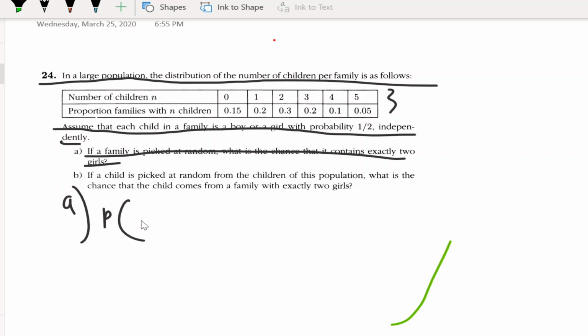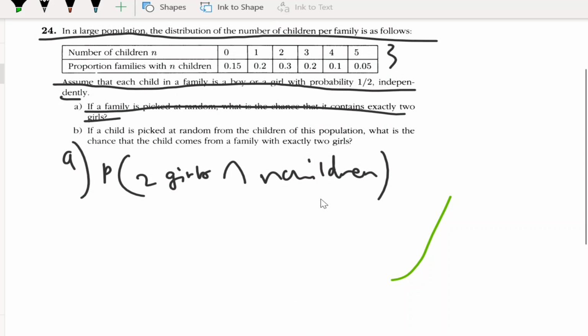basically we're trying to find the probability that we have 2 girls and n children. So, for the probability of getting 2 girls, we have to realize that n children and 2 girls are not independent of each other, right? Because if you have 0 children, you cannot have 2 girls. If you have 1 child, you cannot have 2 girls. But if you have 2 children, then you can have 2 girls. So basically, they're dependent on each other.